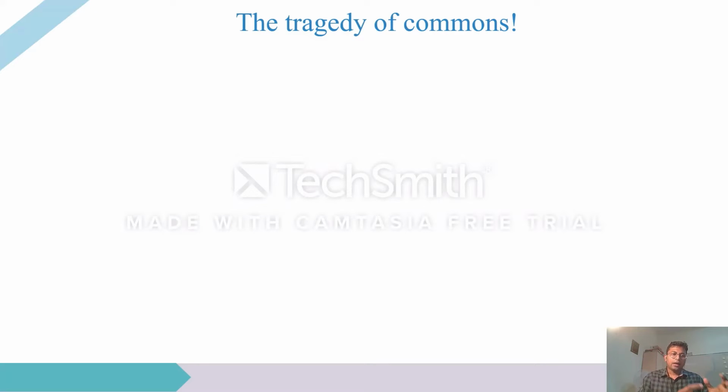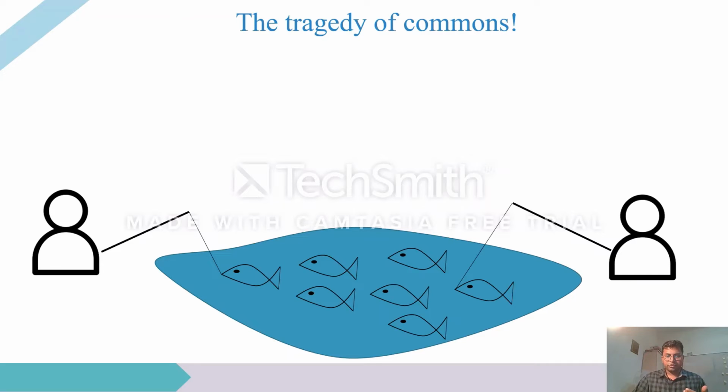Let's look at another common example from game theory called the tragedy of commons. This concept was made famous by a seminal work by Garrett Hardin in 1968. To explain this concept, let me take a simple example of a lake and a fishing ecosystem. Consider a lake with a certain amount of fishes in it. Two people come for fishing.